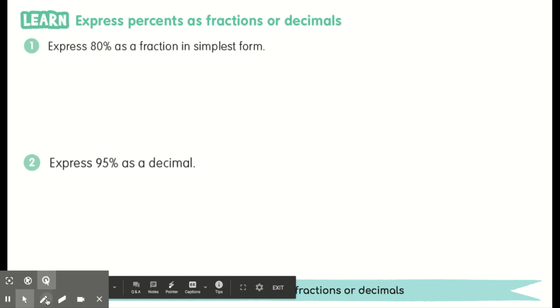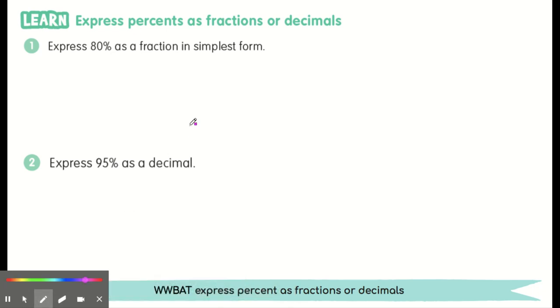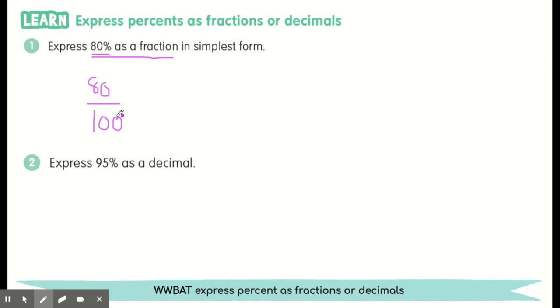Now we can express percent as a fraction and decimal. To express 80% as a fraction in the simplest form, because percent means out of 100, we can just write 80 over 100. Now this is 80% as a fraction, but it's not yet in the simplest form. To turn 80 out of 100 into the simplest form, we have to divide these two numbers by the greatest common factor. In this case, the greatest common factor is 20.